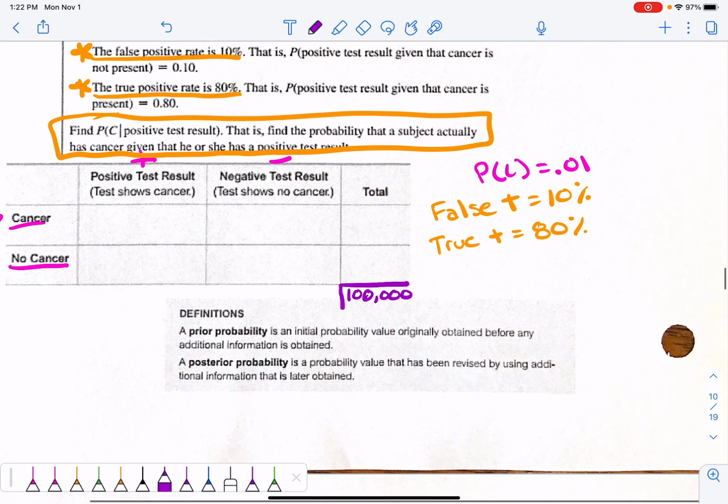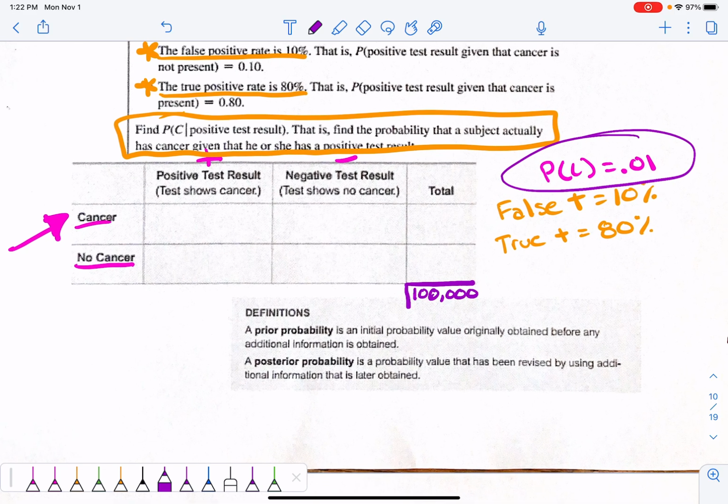So, all right, the probability that somebody has cancer is 0.01 or 1%, okay? So if I do 1% of 100,000, that's just going to be 1,000, okay? So that's total people across the board that have cancer, all right? That means that I have 99,000 that don't have cancer. Okay, now of these 1,000 that do have cancer, I have false positives.